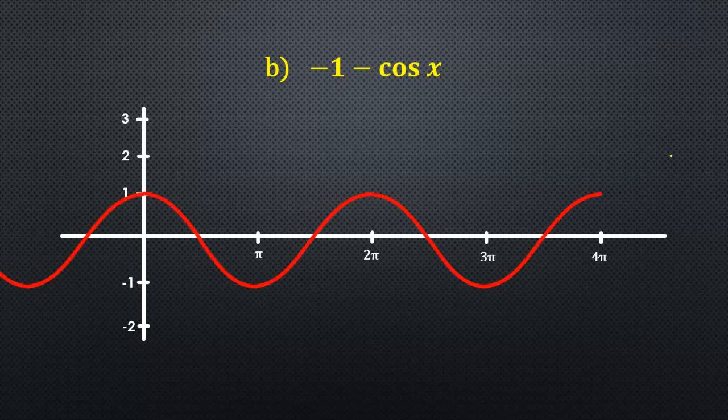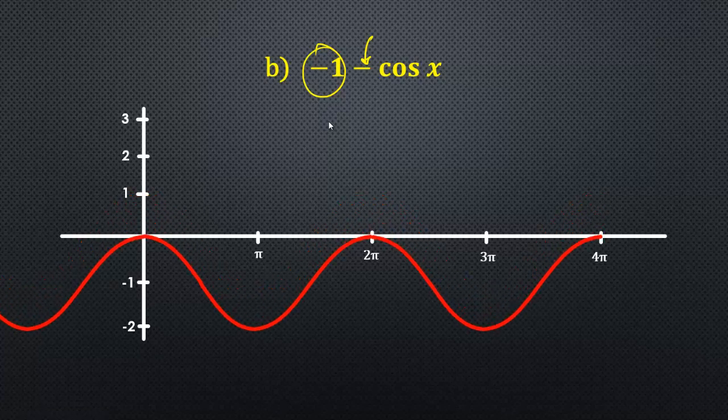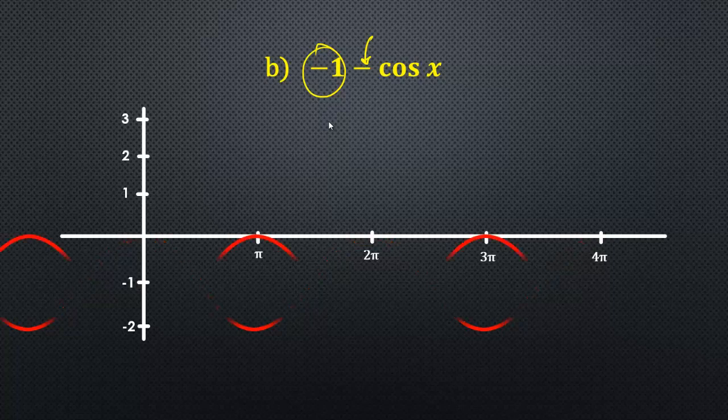So here's a cosine of x. What do you think these different parts do to it? So we have a -1, and then we have this here too. The -1, hopefully you figured out, moves it down 1. And the negative in front of the cosine, and this applies to sine too, actually flips it.